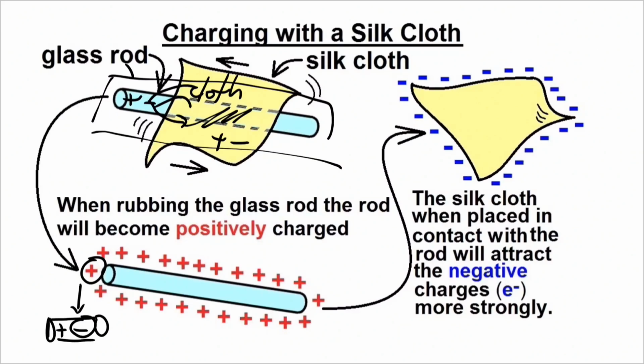Now, what will happen, sir, to the negative charge on the cloth? It will eventually just be released into the atmosphere or the environment. It says here that the silk cloth, when placed in contact with the rod, will attract the negative charge more strongly, but then again, it will be released into the environment or the atmosphere.